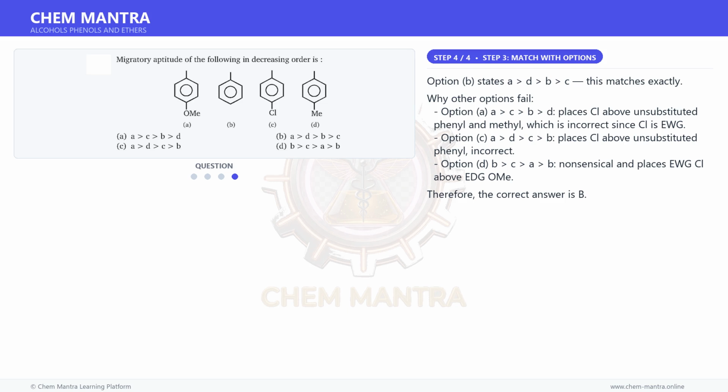Why other options fail? Option A, ACBD, places Cl above unsubstituted phenyl and methyl, which is incorrect since Cl is EWG. Option C, ADCB, places Cl above unsubstituted phenyl, incorrect. Option D, BCAB, nonsensical and places EWG-Cl above EDG-OMe.